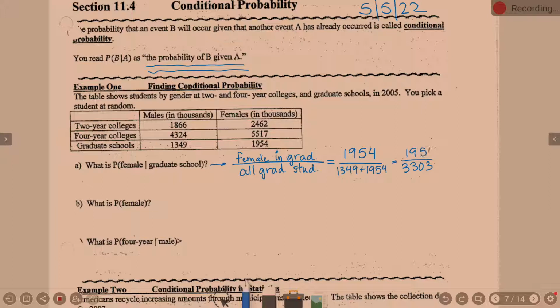Do you have to write that down? You do not. My purpose for writing the 1,349 plus 1,954 is that someone that goes back and looks at my notes later may understand where the 3,303 came from. Do you necessarily have to write that added piece there? No, you can go straight to 3,303. I'm fine with that.